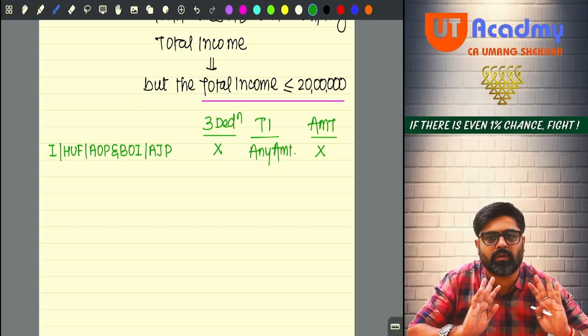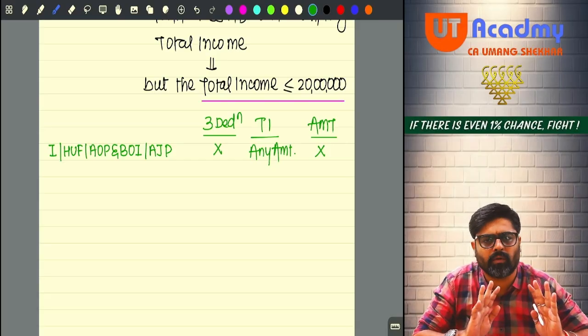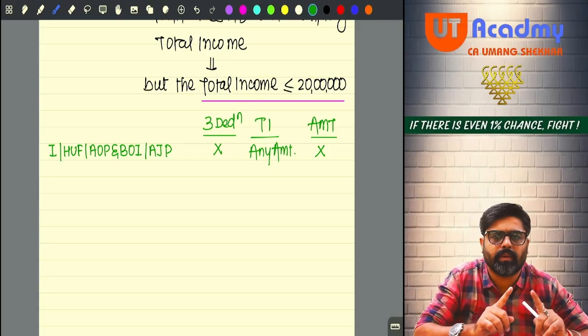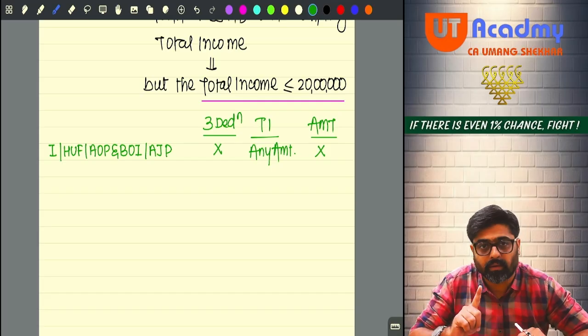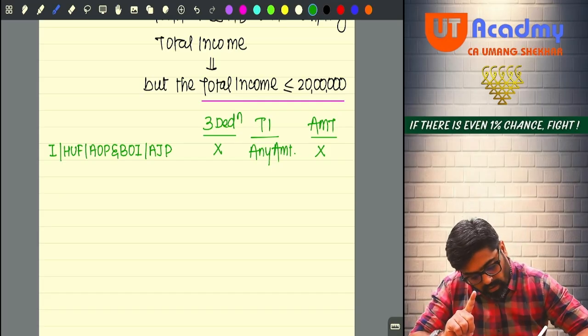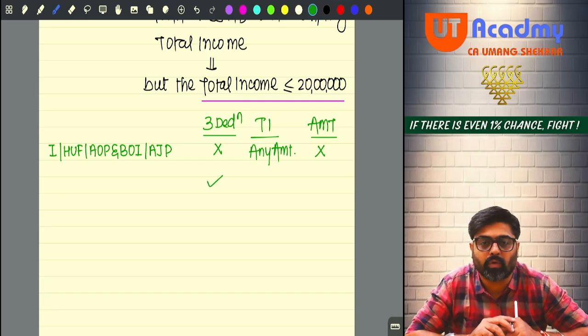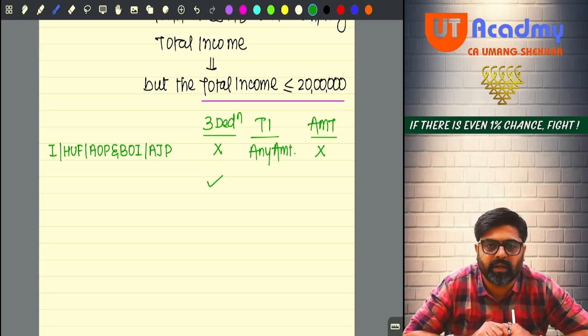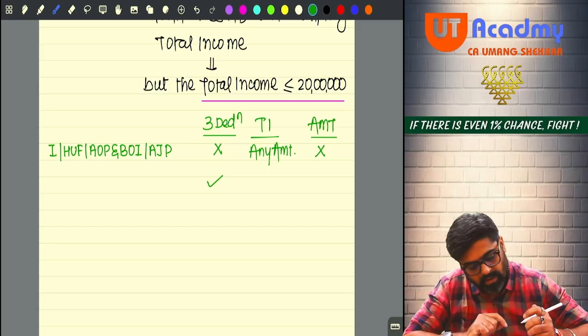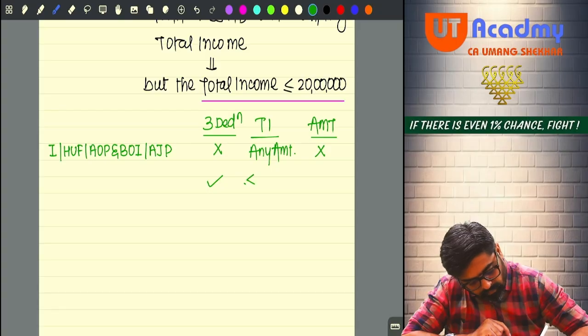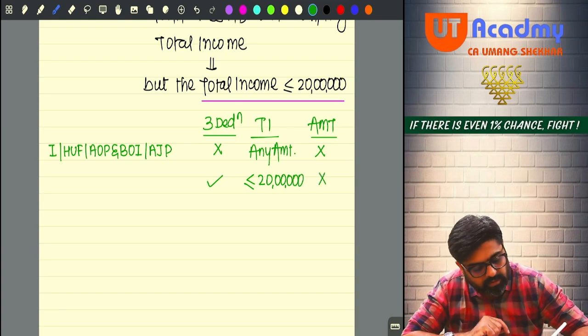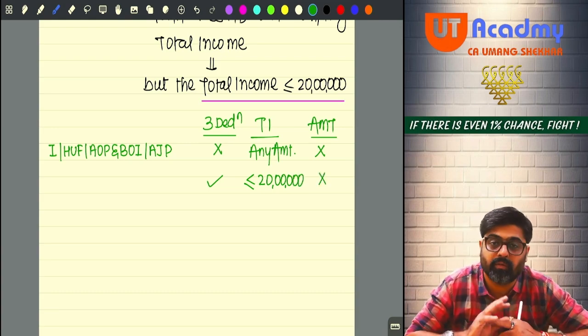Then whatever amount of total income you have, AMT provisions will not apply. But if, while calculating your total income, you have claimed any of these three deductions and your total income does not exceed 20 lakhs, still the AMT provisions will not be applicable, even if you have claimed any of these three deductions. Getting my point?